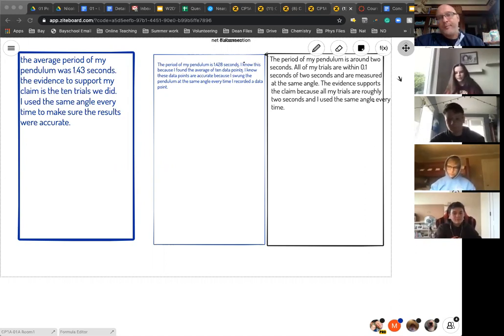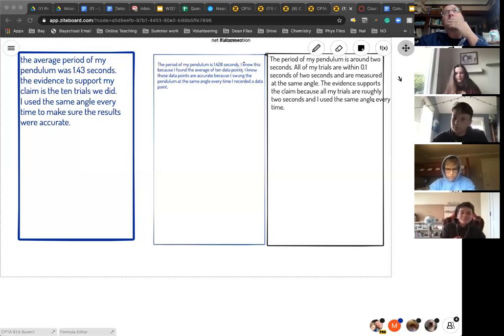Mine was pretty much the same as Harry's. Claim: the period of my pendulum is 1.428 seconds. I could probably shorten that, but yeah. Why would you want to shorten it? I don't know. It's kind of long. My evidence is that that's the average of the 10 data points we collected. And then the reasoning is that I know the points are accurate because I swung the pendulum at the same angle every time I recorded a new data point.